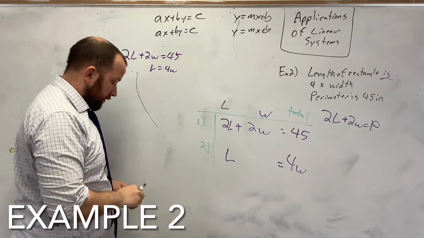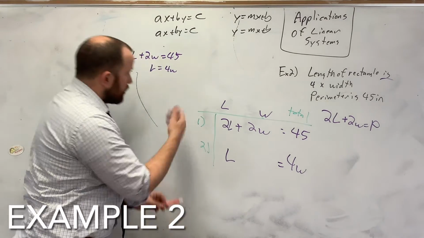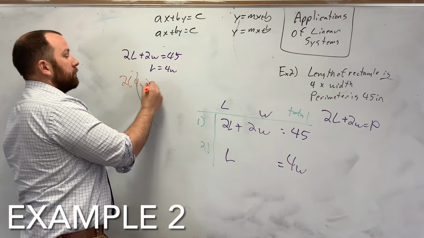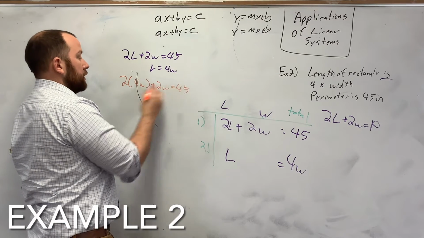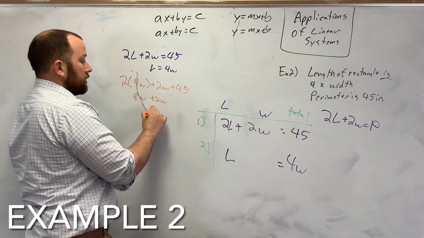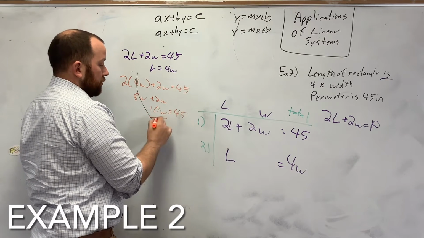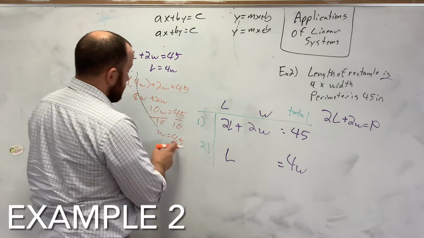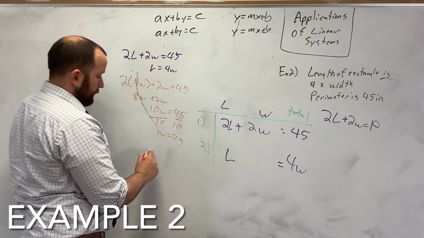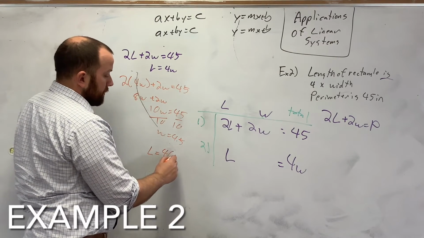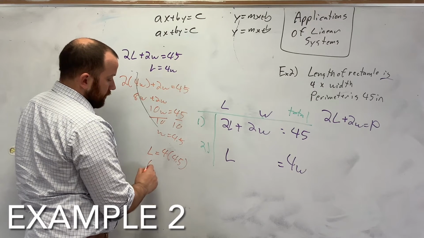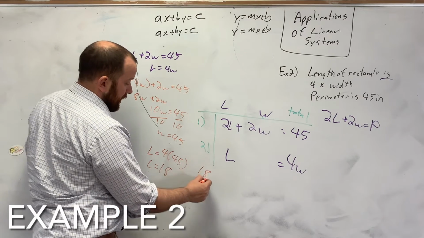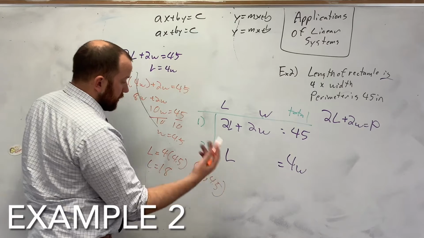So I'm going to do substitution for this one because it just fits the mold. So 2 times 4W plus 2W equals 45. 8W plus 2W, 10W equals 45. W equals 4.5. All right, so now I have the W, I have to find the L. So L equals 4 times 4.5. L equals 18. Woohoo! So it's 18, 4.5 is my answer.